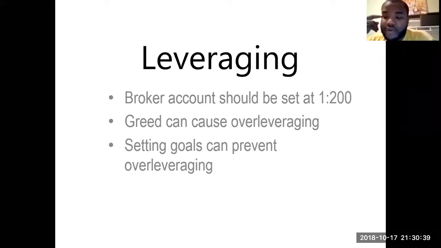Now, when you decide to be greedy, the market is out for you. You're going to lose. I'm going to tell you this straight up. If you decide to be greedy and you're itching all the time to go in the trade, you're going to lose. You have to be smart.